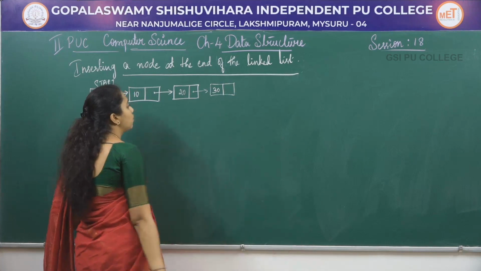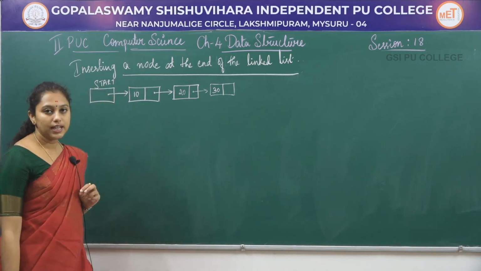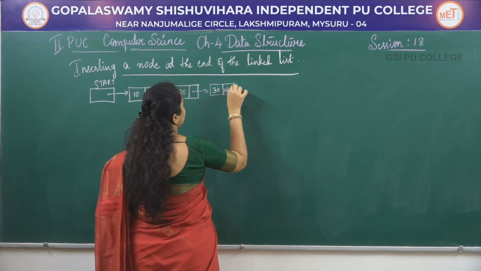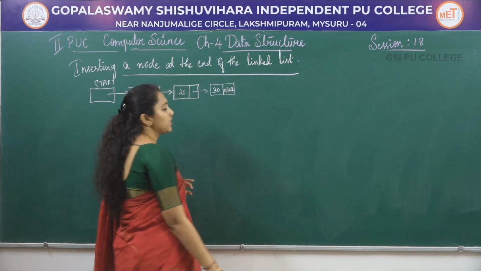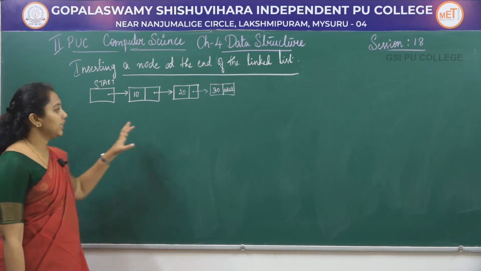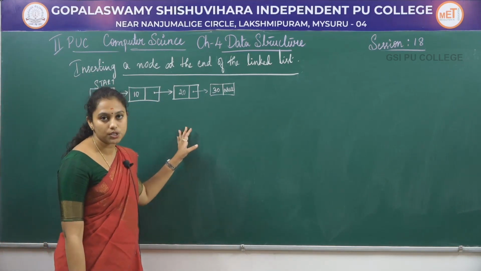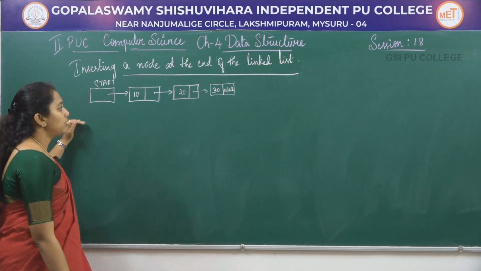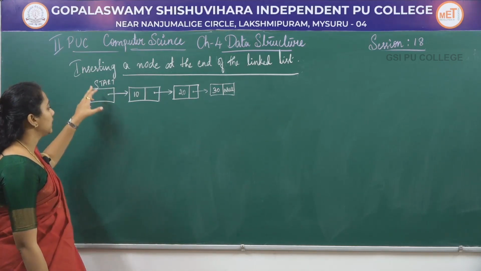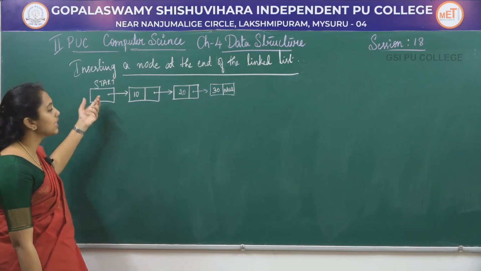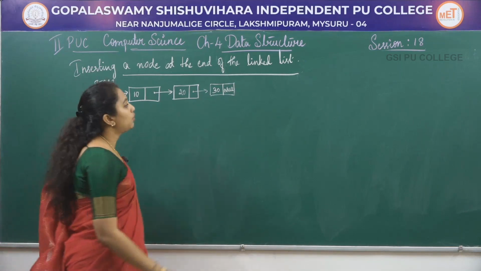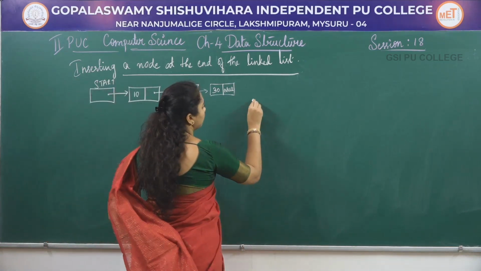In the third node, it contains 30 as its information, and in the link part it contains null, which represents the end of the linked list. So this linked list contains only 3 nodes now. So what we have to do here, we have to perform the operation, that is inserting a node at the end of the linked list. So how to insert a node at the end of the linked list?